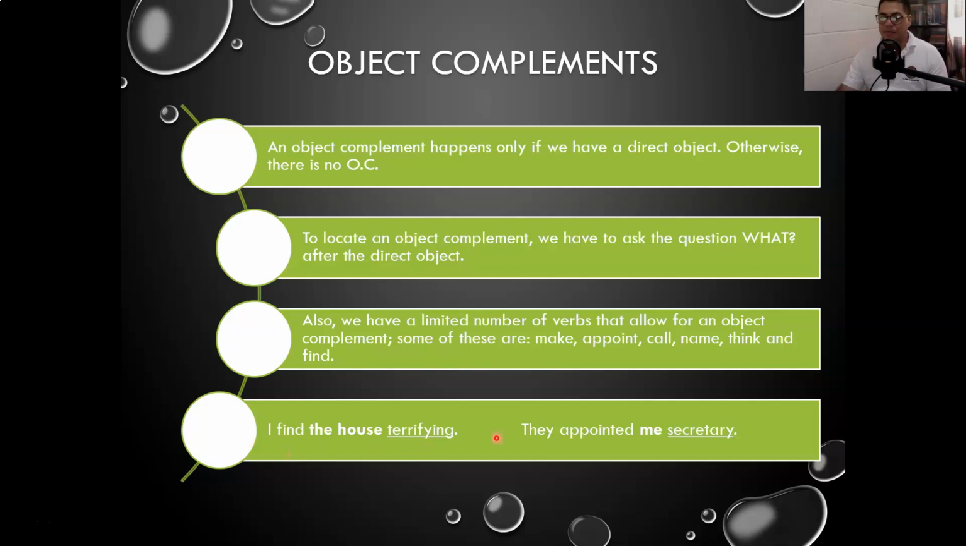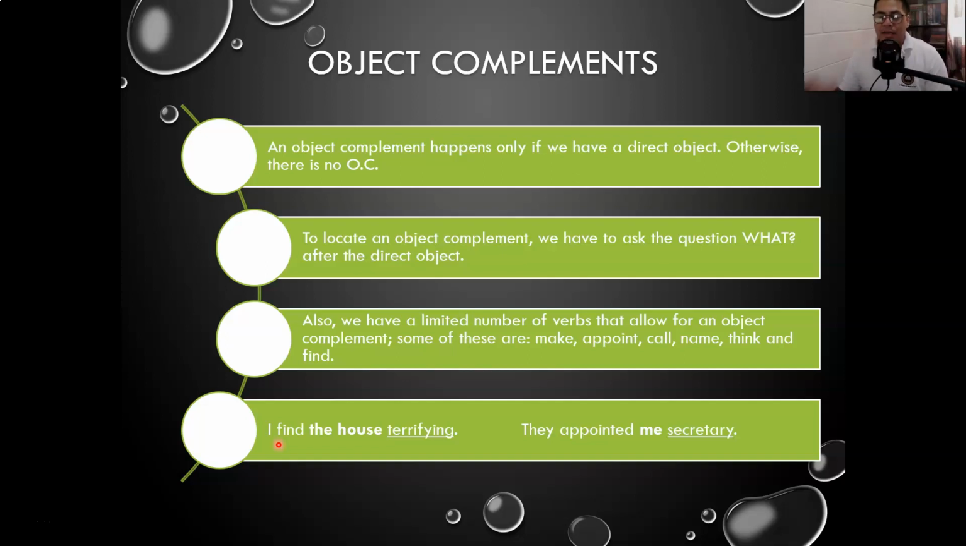Another example. They appointed me secretary. They appointed who? Me, right? They appointed me what? Secretary. Now I ask you, who is the secretary? Me. So what is secretary doing? Renaming the direct object. See? It is not so hard as it seems, right?